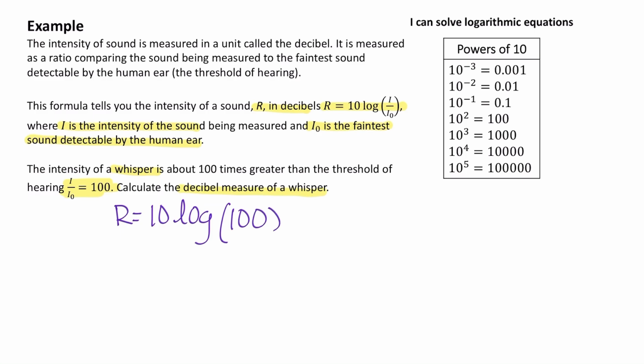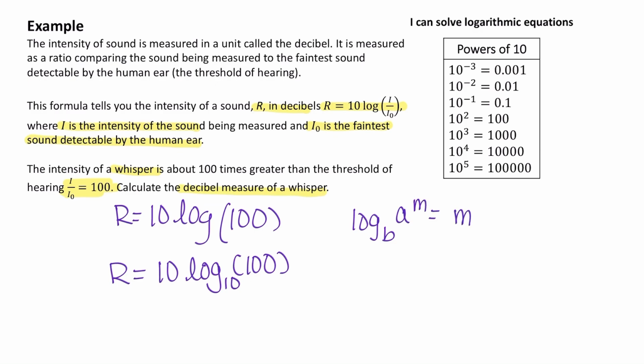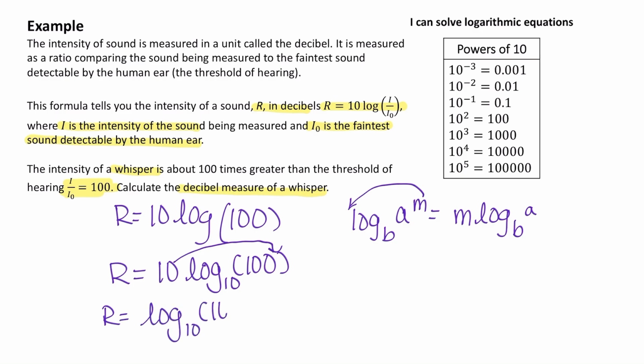Okay, so what we can do is use exponential form to rewrite this, right? So R equals 10, and remember, this is the common log, so 10 log base 10 of 100. I'm going to use that property of logarithms backwards. Remember that log base b of a to the m equals m times the log base b of a, so the exponent can come in front and become a factor. I'm going to use that property backwards and push this 10 back up and make it an exponent. So I have R equals the log base 10 of 100 to the 10th.